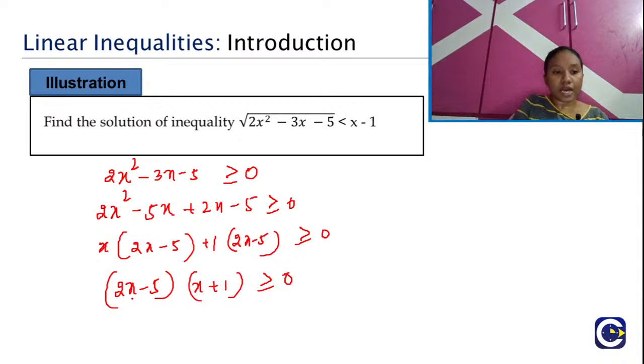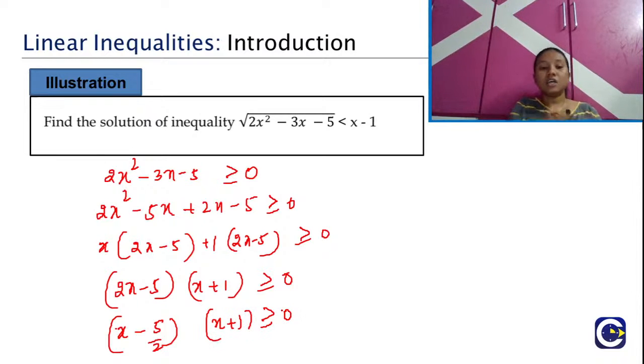So here we are having 2 as the coefficient, right? So now what will be the critical point here? Because this should be coefficient 1, how can we make it? We can make it by taking 2 common. So x minus 5 by 2, x plus 1 greater than or equal to 0. As it's a positive value, there will not be any change in the inequality.